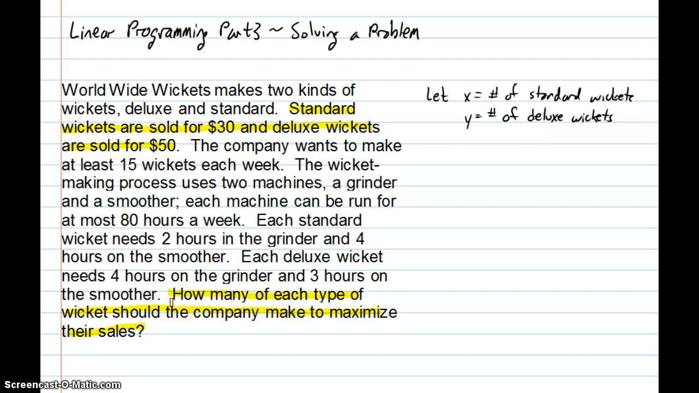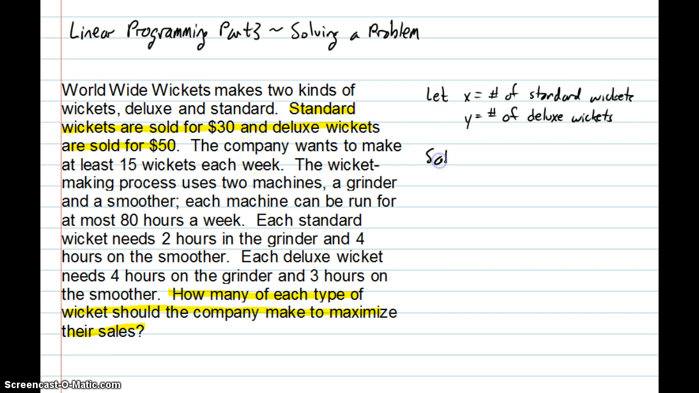So if they make one standard wicket, they get $30, and one deluxe wicket, they get $50. If they make two of each, they're going to get 60 for the standard wickets and 100 for the deluxe. If they make 5 of each, they make 30 for each of the 5. Oh, that's 30 times 5, that's $150. So to get the sales, this is an important thing, I think.